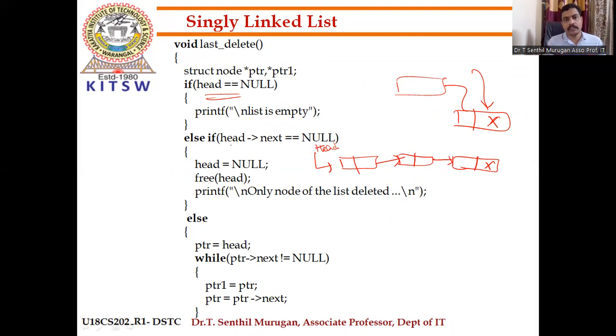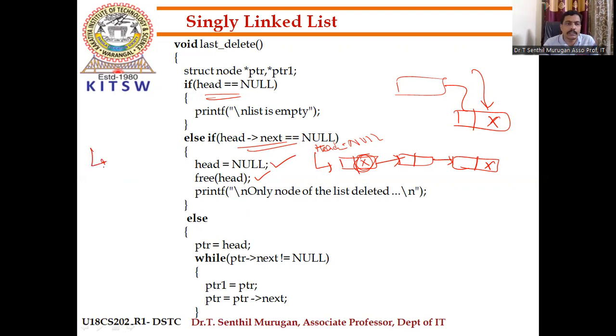Then what do we have to check? Head next equal to null. If this portion is not null, it is not only one node, which means we will delete the last node. If head next is equal to null, then we are deleting only one node, so we can simply assign head equal to null. That means the first node will be removed. We simply change the head pointer to null and free the head, since only one node is there in the list.